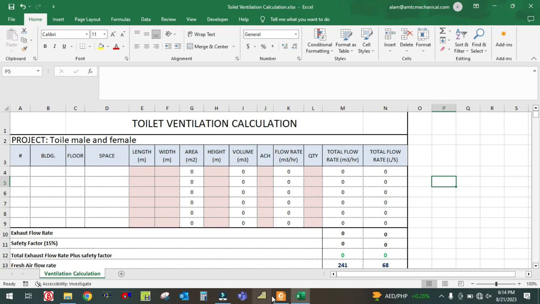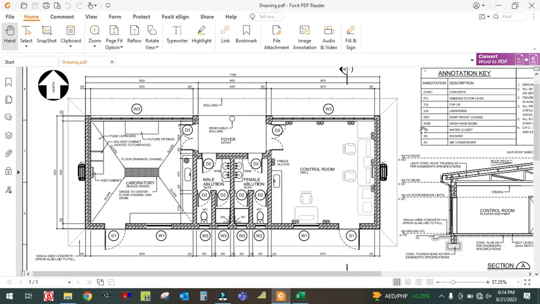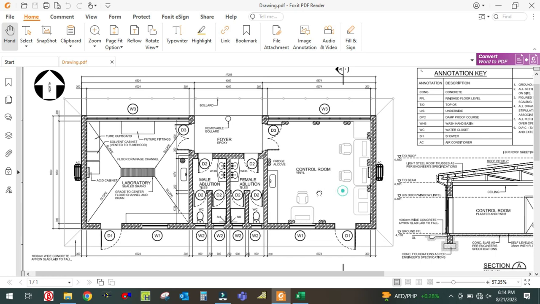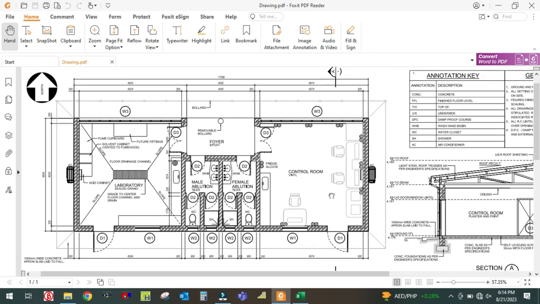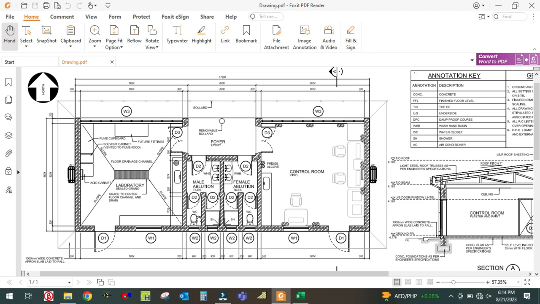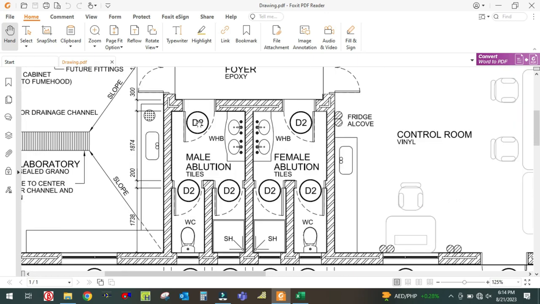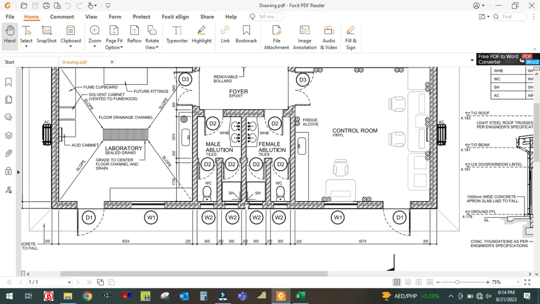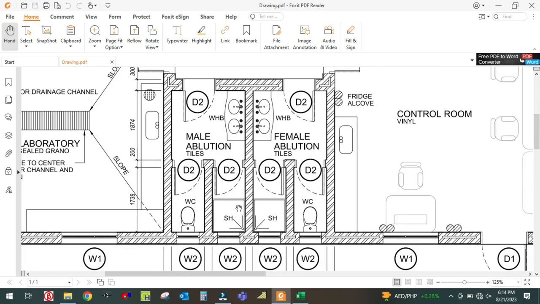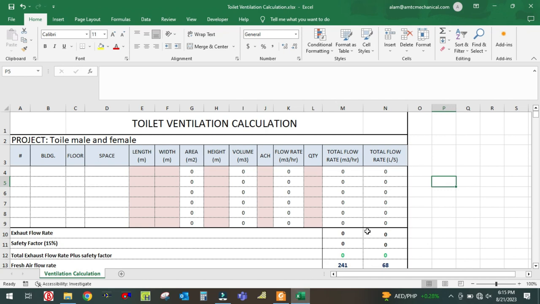How to start this, I will show you with one actual drawing. This is one of the design drawings. From this drawing, there is a toilet, a male and a female. In this toilet there are two WCs, a shower, male evolution and female evolution. For this toilet area we are going to calculate the required ventilation system. It's very easy to calculate.